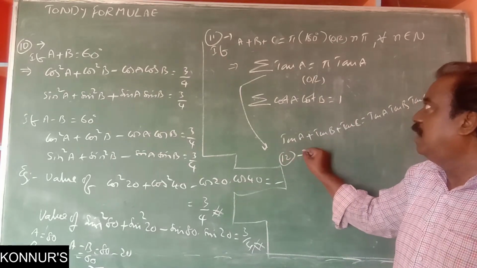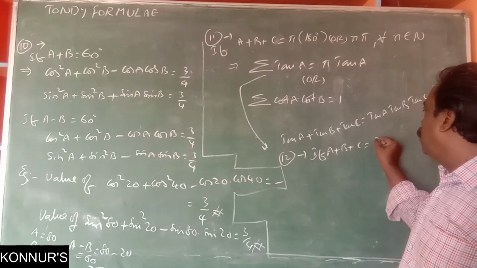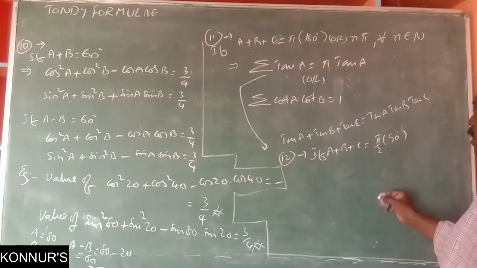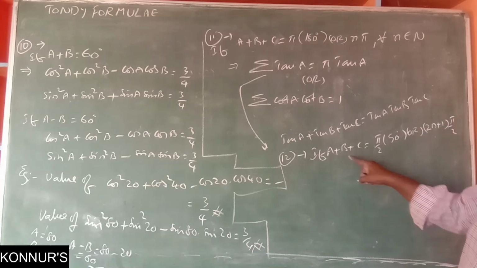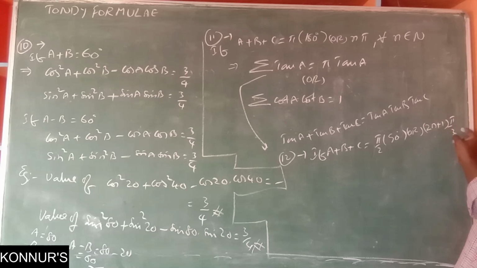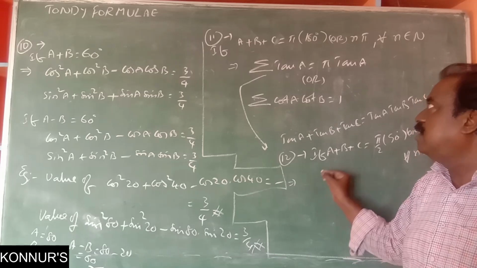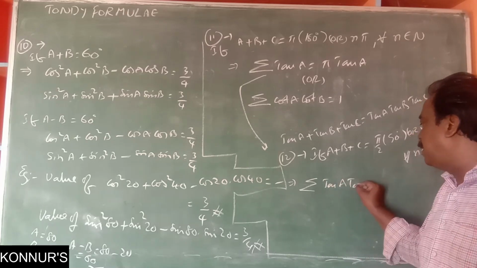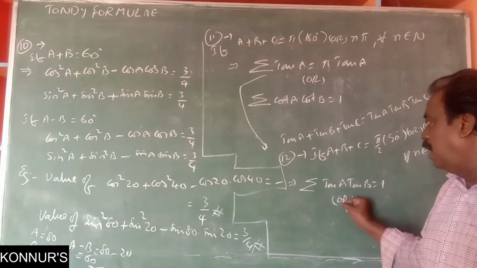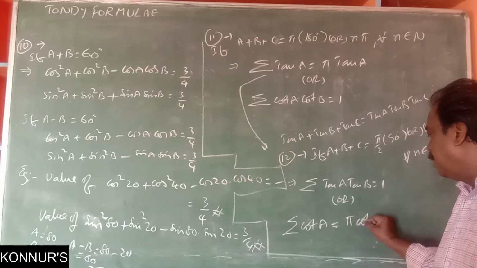The last one more, the 12th one. If A plus B plus C is equal to pi by 2, pi by 2 means 90 degrees, or otherwise we may write the condition as A plus B plus C is equal to (2n plus 1) pi by 2, where n belongs to capital N. Then with this condition, the formula is sigma tan A tan B is equal to 1, or sigma cot A is equal to pi cot A.